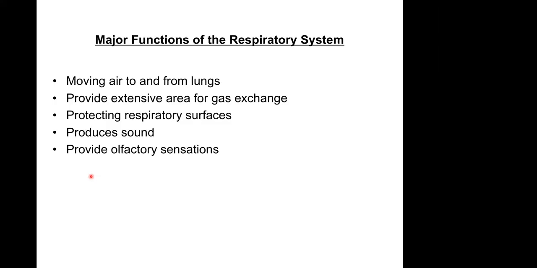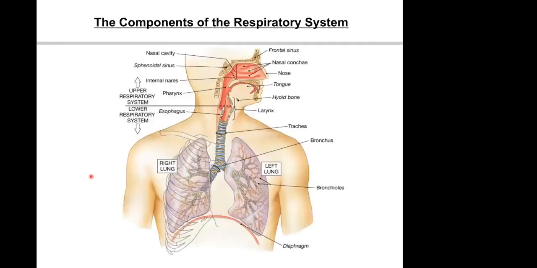And finally, olfaction, meaning smell, is helped by the respiratory system, although the nervous system is responsible for the final olfaction, but the respiratory system helps the nervous system reach that goal. So that's our function. This is an overall anatomy of the respiratory system, starting with the nose or mouth. Both can be responsible for respiration.